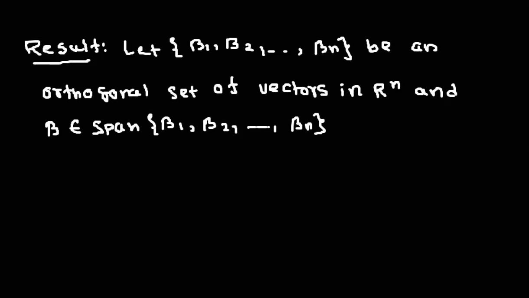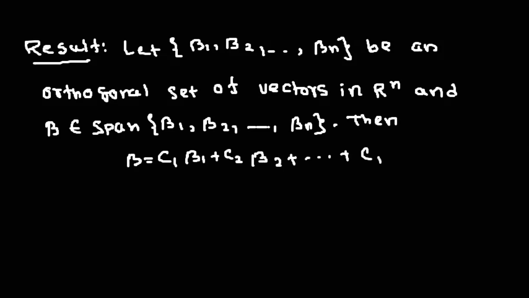So beta belongs to the collection of all linear combinations of these vectors. If beta belongs to the spanning set of the vectors beta 1, beta 2, up to beta n, then beta can be uniquely expressed as a linear combination of these n vectors. So beta can be written as C1 into beta 1 plus C2 into beta 2.